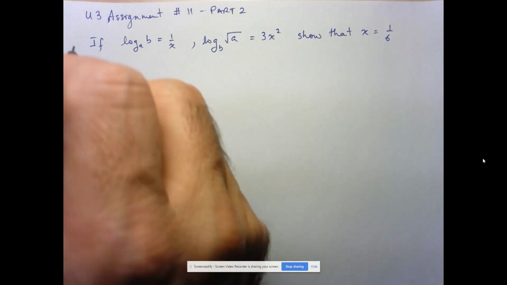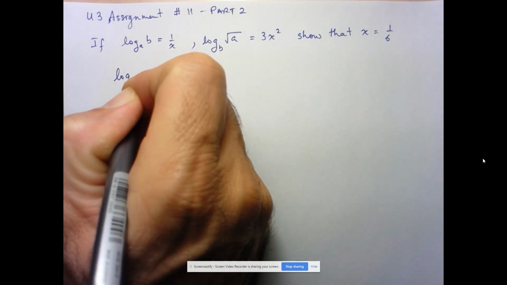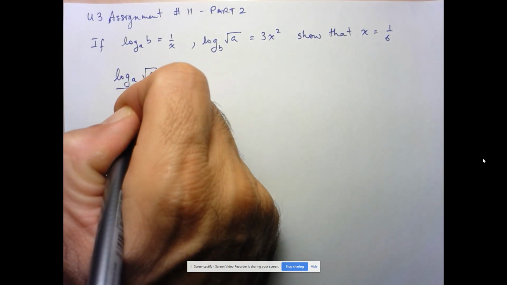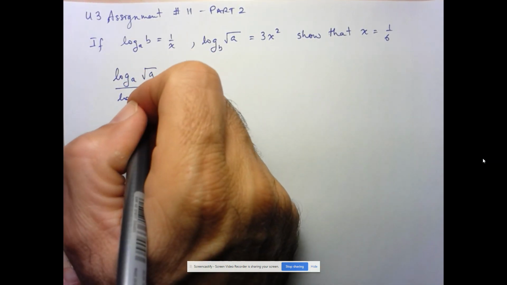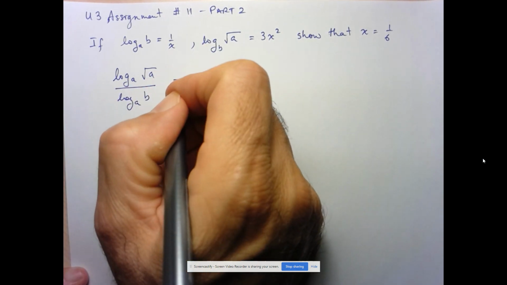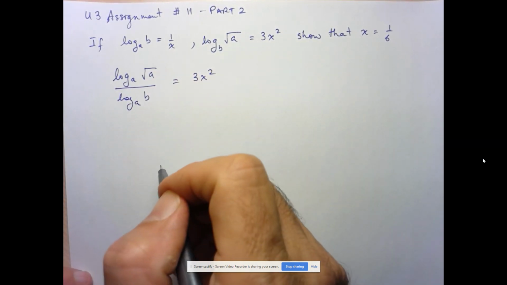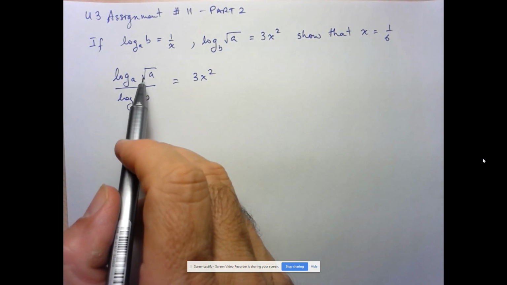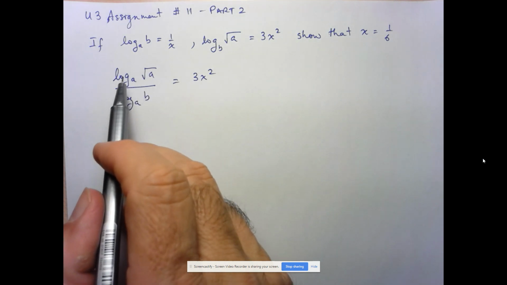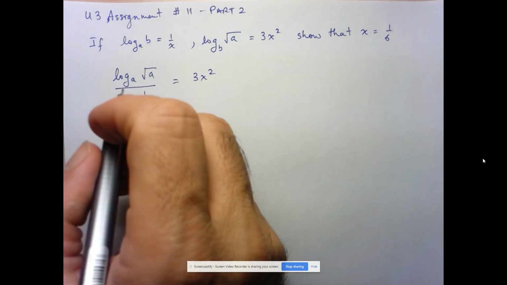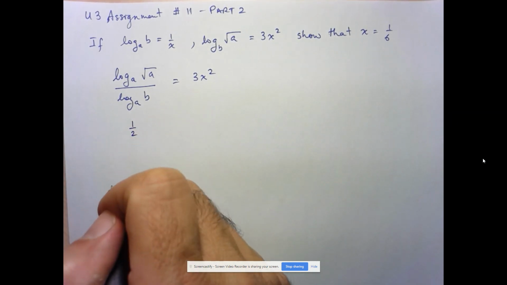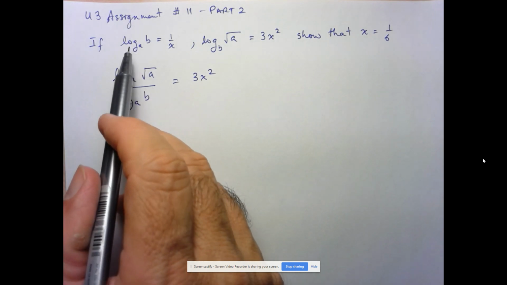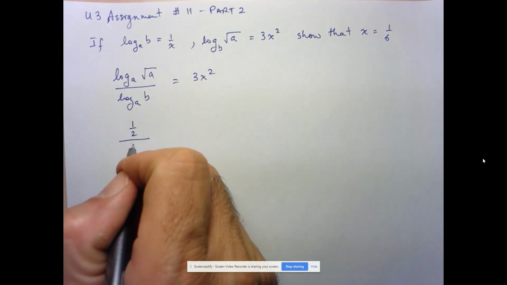So what's the rule for that? Well, it's log base A of the original input, which is root A, divided by log base A of the original base, which is B. And of course, that's equal to 3x squared. A couple of nice things I'm noticing: the square root of A is just A to the 1/2, so log base A of A to the 1/2 is just going to be 1/2. And here, log base A of B is the other expression that was given to me. I know that log base A of B is equal to 1 over x.